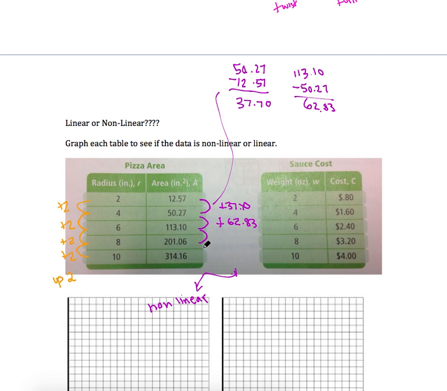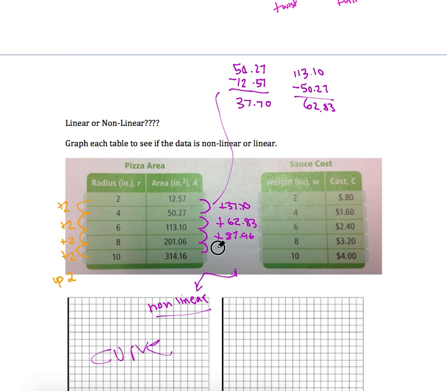I'm going to take a look at this one, and I'm not going to write it because it's hard for me to write on the computer. So I'm going to take 201.06 minus 113.10, and this is getting bigger by 87.96. So again, it's changing. So that reinforces that this is not going to draw a line. It's going to draw some sort of curve. So we're going to have a curve here. Okay, it's going to bend or it's going to twist or something.